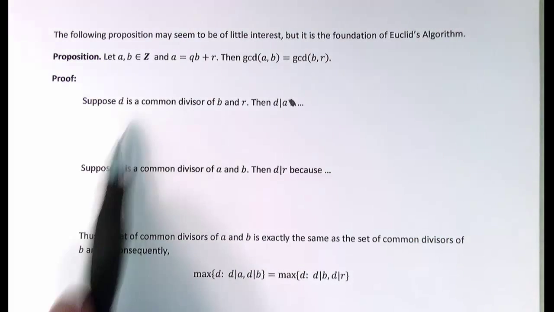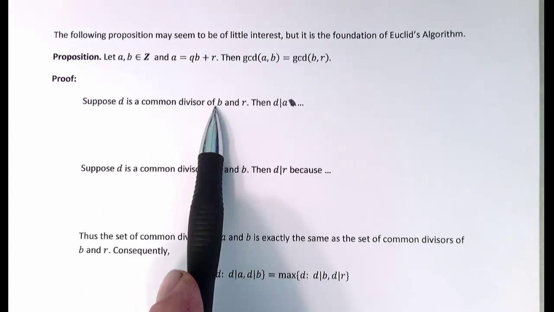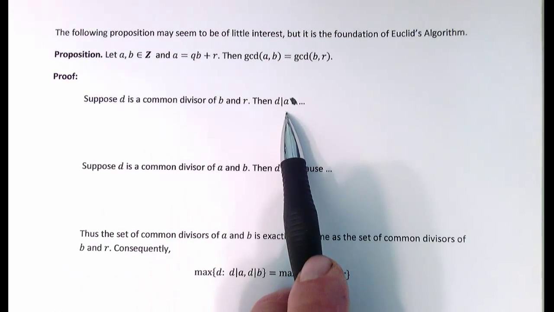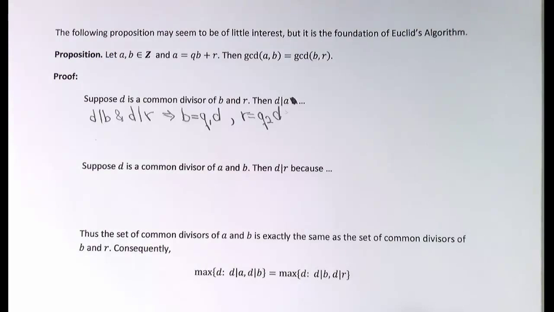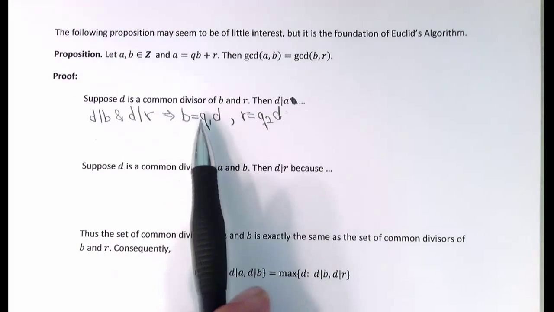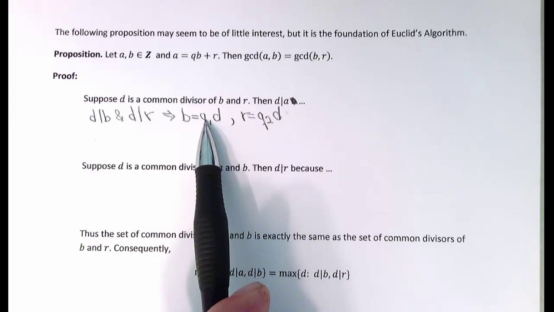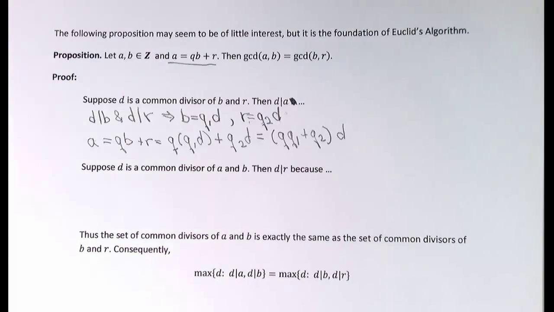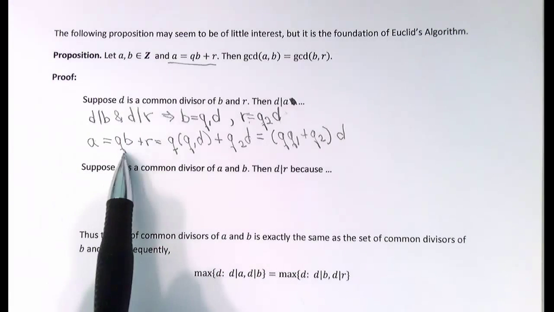Suppose that d is a common divisor of b and r. We want to show that d divides a. We begin by restating what it means for d to be a divisor of both b and r. d times some quotient is equal to b, and d times some probably different quotient is equal to r. a is equal to qb plus r.